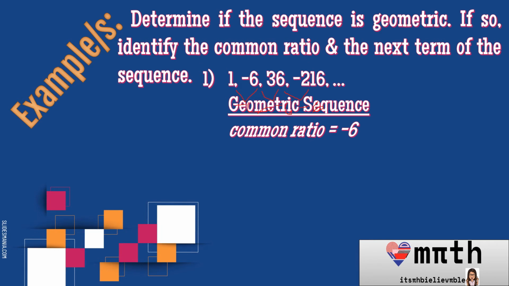Now, in order for us to get the next term, we just simply multiply the common ratio to the last term, which is negative 216. Negative 216 times negative 6, that will be 1,296. Therefore, our next term will be 1,296.